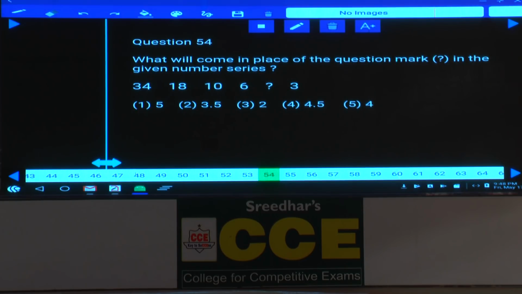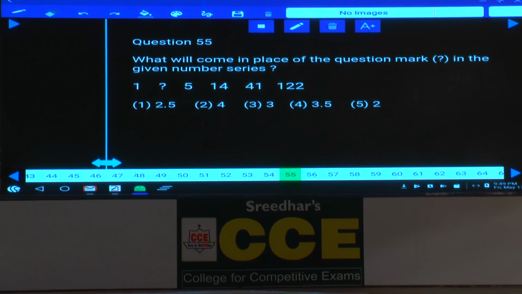Then question number 54. Now in this 54 the numbers are in the decreasing order, hence we need to start in the reverse order. Now 6 into 2, 12 minus 2, 10 and 10 into 2, 20 minus 2, 18, 18 into 2, 36 minus 2, 34 and 3 into 2, 6 minus 2, 4 and 4 into 2, 8 minus 2, 6. Hence into 2 minus 2 into 2 minus 2 and the number which is missing out is 4, choice 5.